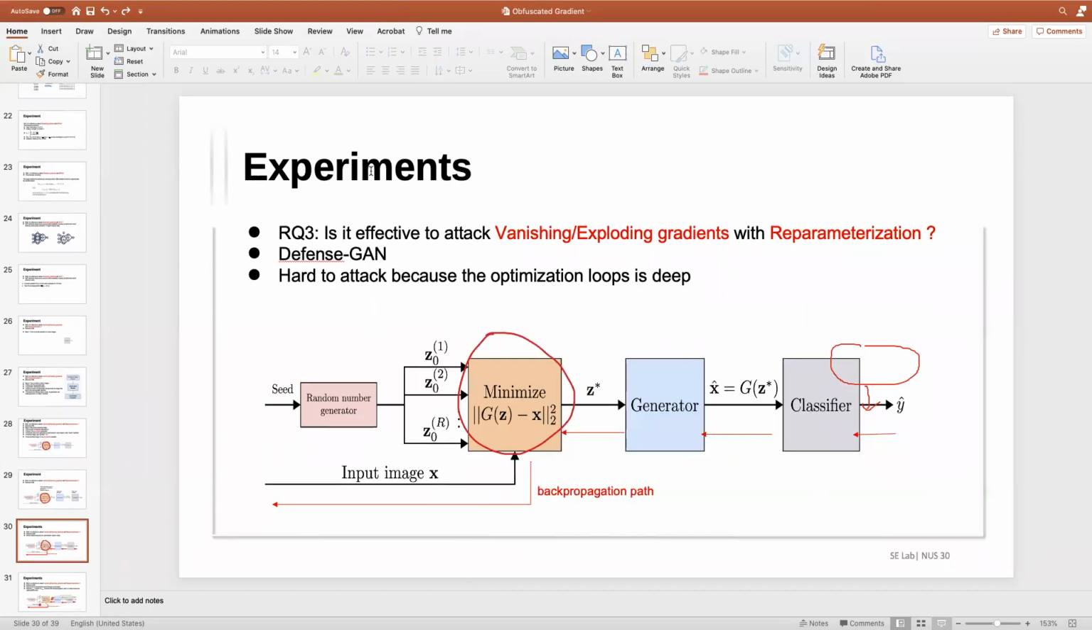DefenseGAN can create vanishing or exploding gradients because of this optimization. Sorry, but here I have one more question. Why do we only have a limited number of Z here? These are like the random seeds for Z. Here we're trying to find a Z that can represent X.